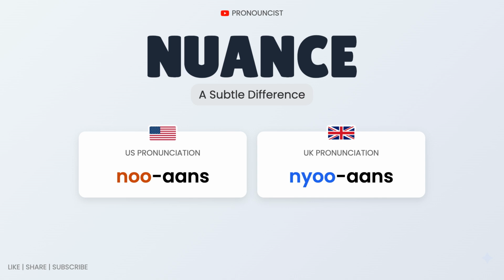US starts with new. UK starts with new. Practice repeatedly and you'll soon be able to say this word perfectly. The best way to practice is to repeat the syllable multiple times. The meaning of the word is a subtle difference. Try repeating this word several times to improve your pronunciation.